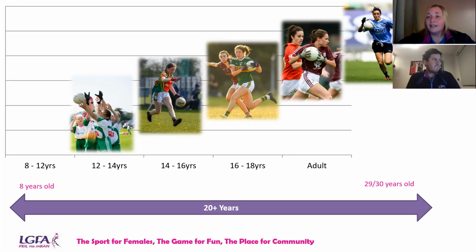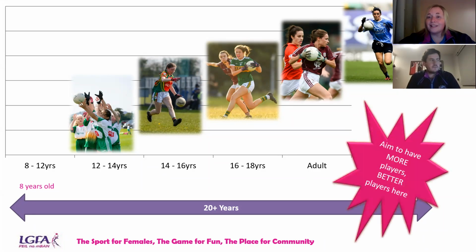And we're hoping, in an ideal scenario, that they're still going to be playing adult football, which could be 30 plus years, and they're still in the team. So if you think about that, we're asking them maybe to commit to a county team for 15, 16 years. It's a long time. And what we do want is to have more players and better players here. So if we can put the right people in place at all these grades the whole way up, the better chance we have of getting those more players and better players by the time we get to the top of the pathway. So that's what we want to think about tonight.